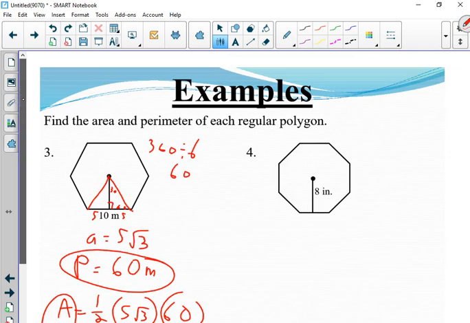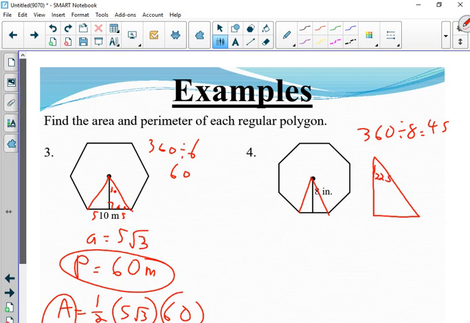Number 4. Now this one's a little trickier. It's kind of a challenge problem. This is an octagon. So 360 divided by 8 is 45. So when we cut 45 in half, I'm going to actually come over here and make it a little bit bigger. This is 22.5 right here.